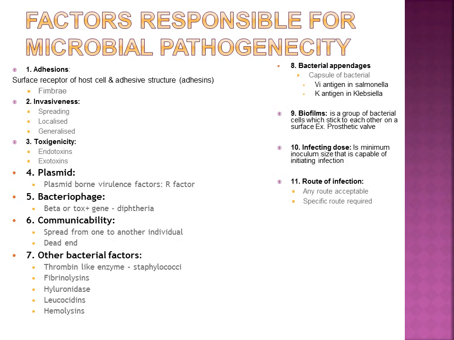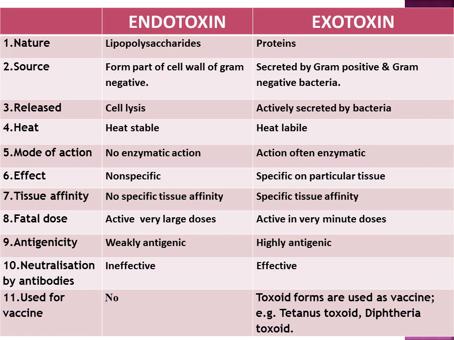Other bacterial factors like thrombin-like enzymes seen in staphylococci, fibrinolysins, hyaluronidase, leukocidins, hemolysins. Bacterial appendages like capsule or Vi antigen in Salmonella, K antigen in Klebsiella. Biofilm is a group of bacterial cells which stick to each other on a surface, for example a prosthetic valve. Infecting dose is the minimum inoculum size that is capable of initiating infection. Route of infection, any route or a specific route required. So these are the factors causing microbial pathogenicity.